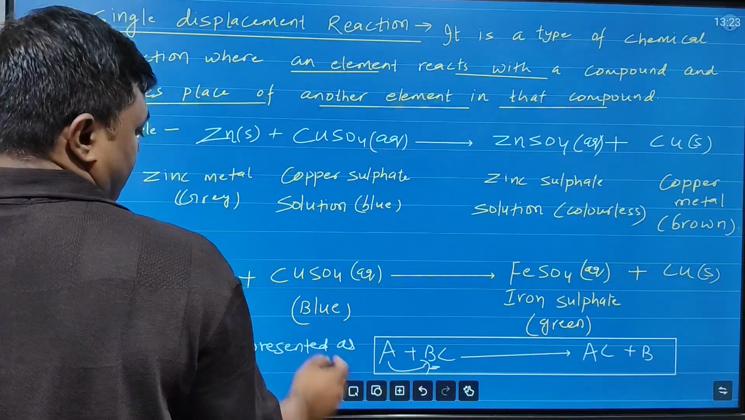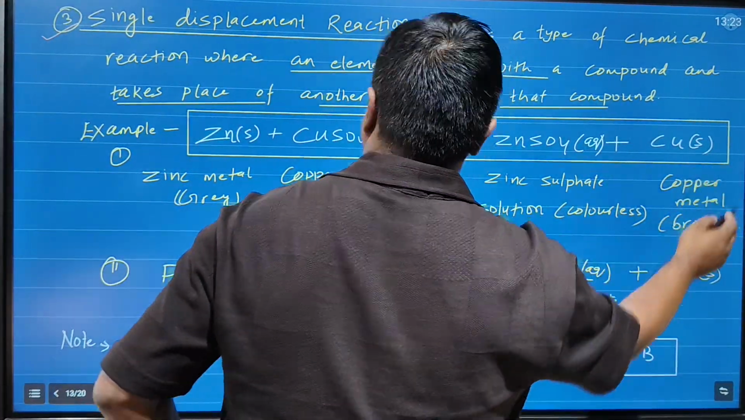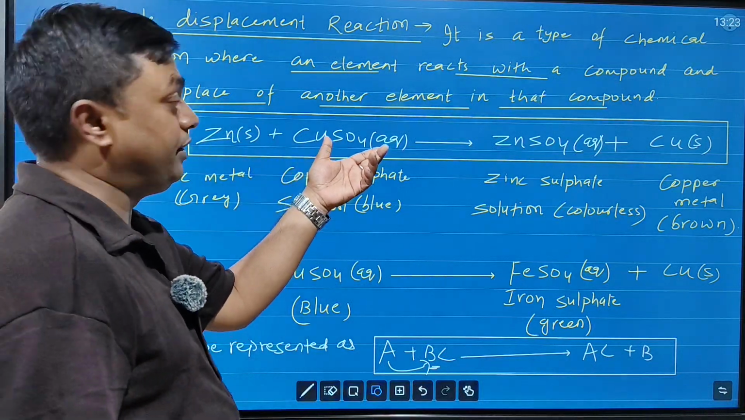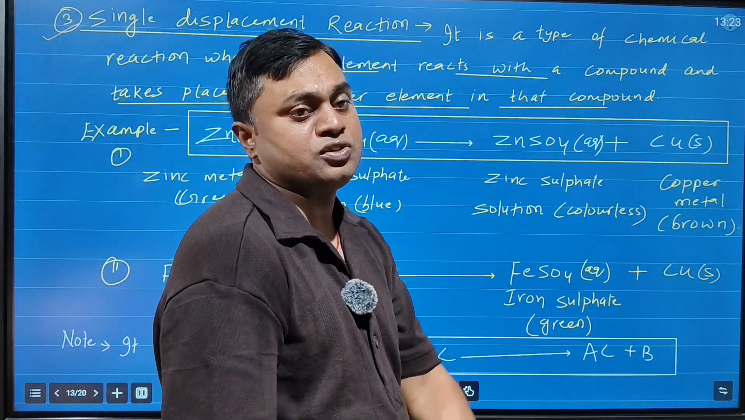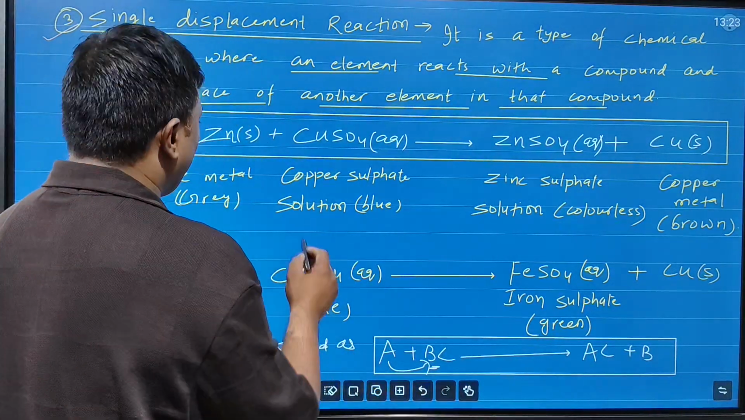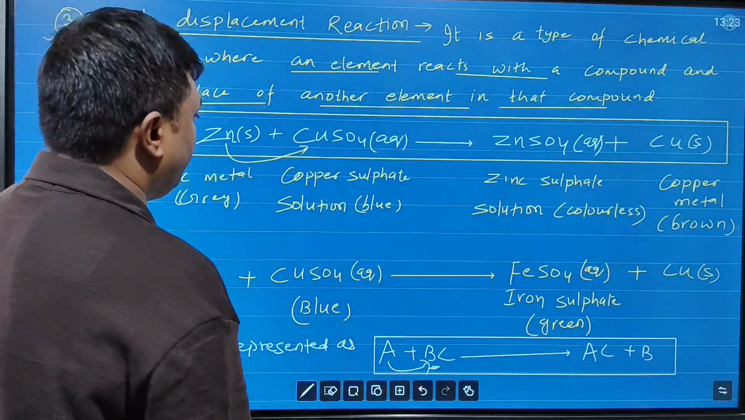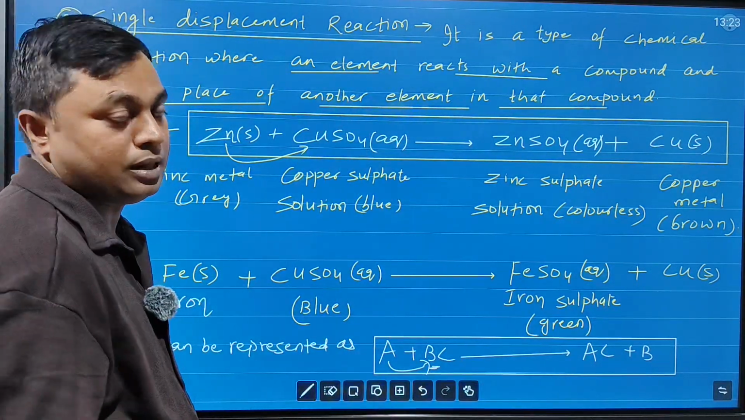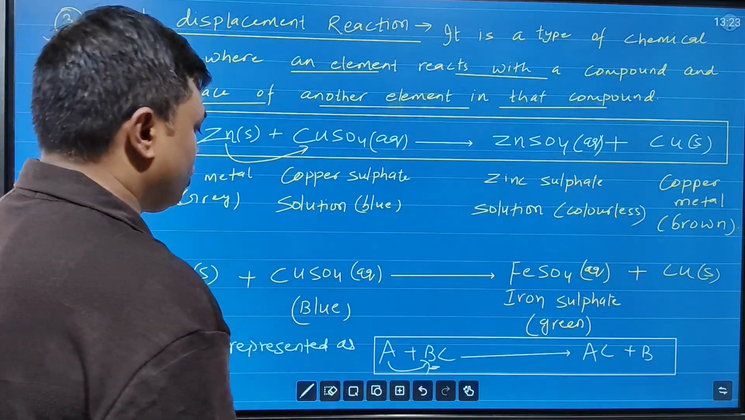You can see here an equation example. Reaction of zinc with copper sulfate. Whenever zinc reacts with copper sulfate aqueous solution, see what will happen? Zinc sulfate plus copper is formed. So here zinc is more reactive than copper. That's why zinc will displace the copper from its aqueous solution. Yes or no? So zinc metal plus copper sulfate gives you zinc sulfate plus copper.